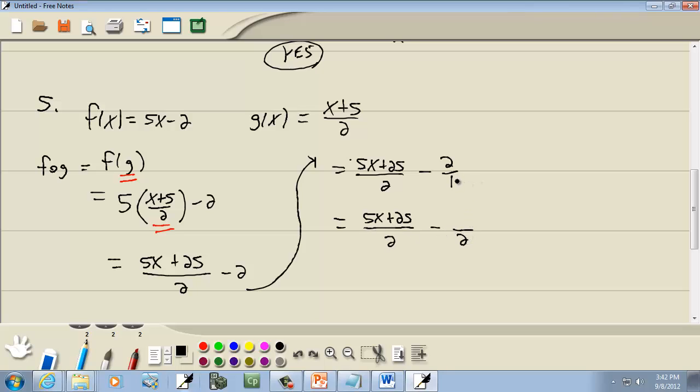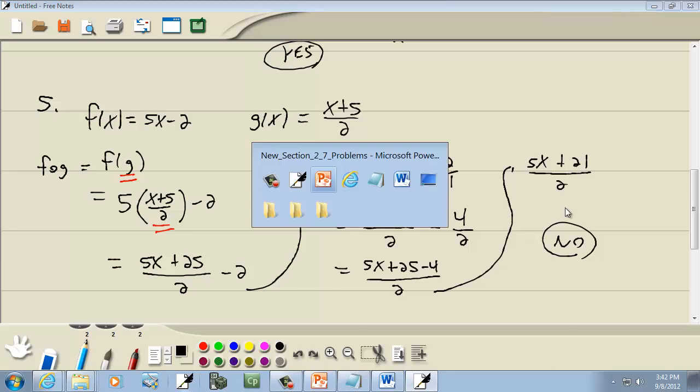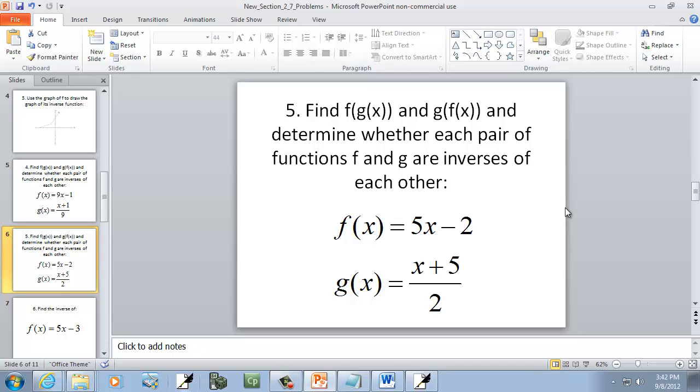Now I multiplied the bottom part by 2, so I have to multiply the top part by 2, so that'd be 4. At some point, you're going to recognize that there's no way that's ever going to give you x. As I put that into a single fraction, it's nowhere even close. So at the point where you recognize that it's not going to give you a single x, those are not inverses. Because again, both of them have to give you x.